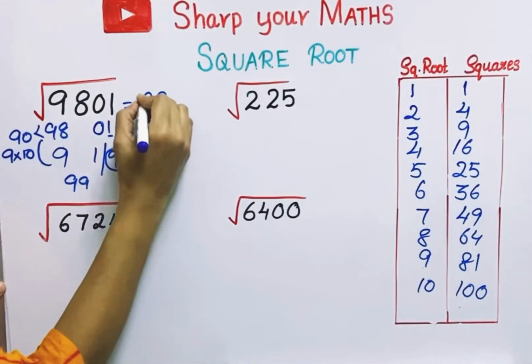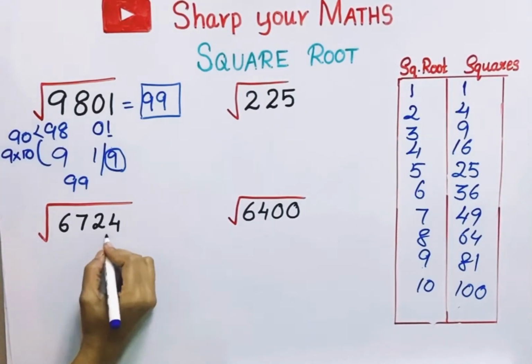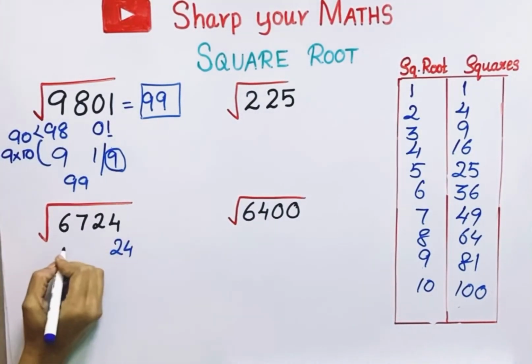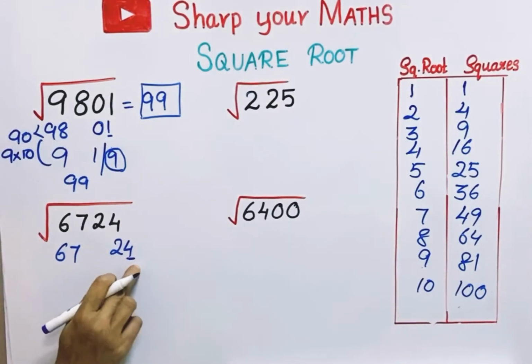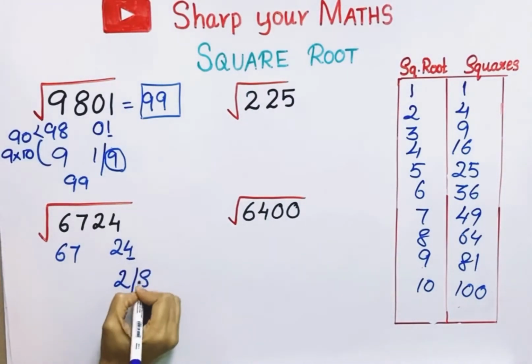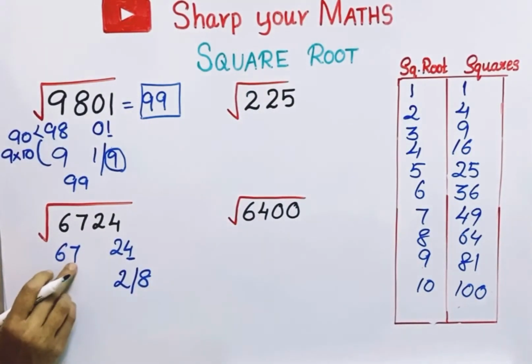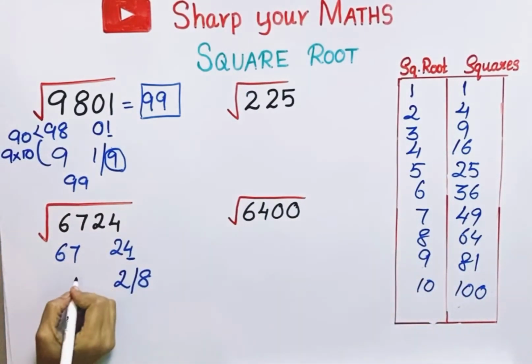Next step. Next number. This one. Take the number and separate into groups. 24 is one group. 67 is another group. Check the unit digit. It ends with 4. So its square root can be 2 or 8. Then 67. This is close to the square 64. So take its square root, 8.